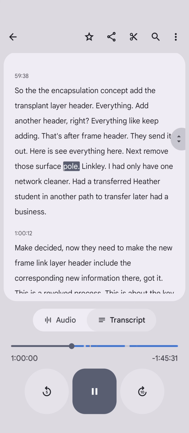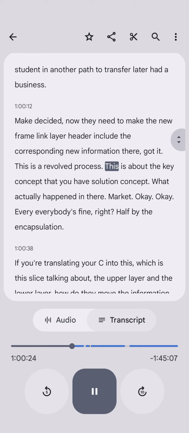Next, remove those physical link layer headers. Only one network layer header remains, but the transport header, they will never touch the transport layer header. Make sense? They will check and make a decision. Now they need to make the new frame link layer header, including the corresponding new information there. Got it? This is the remove process.